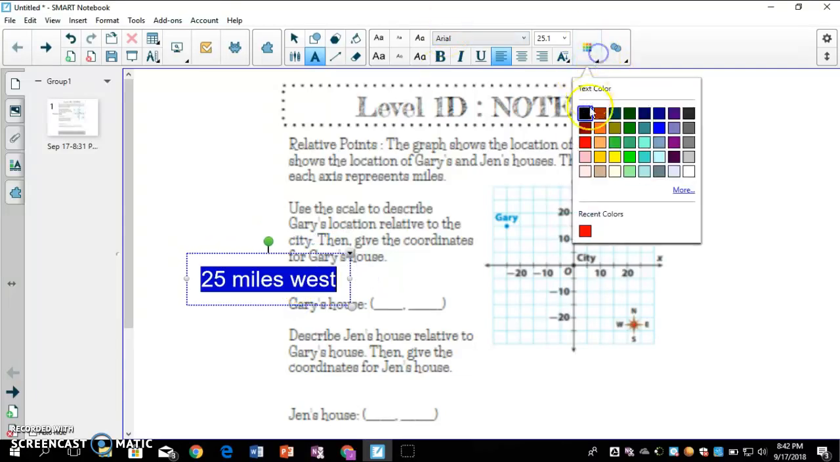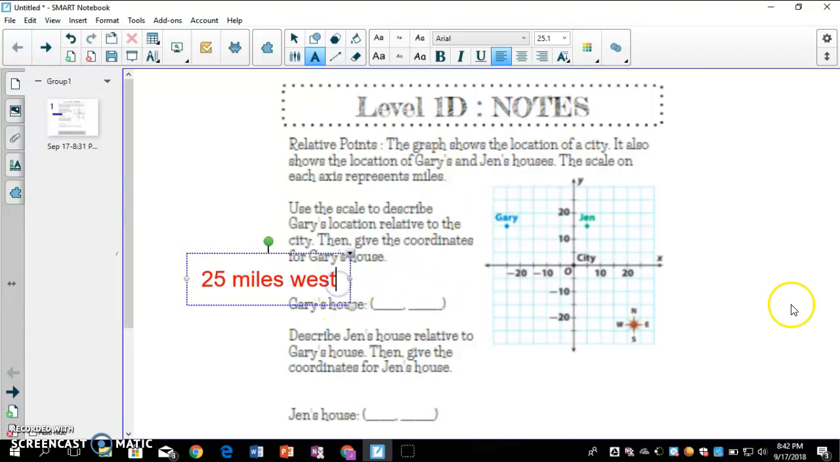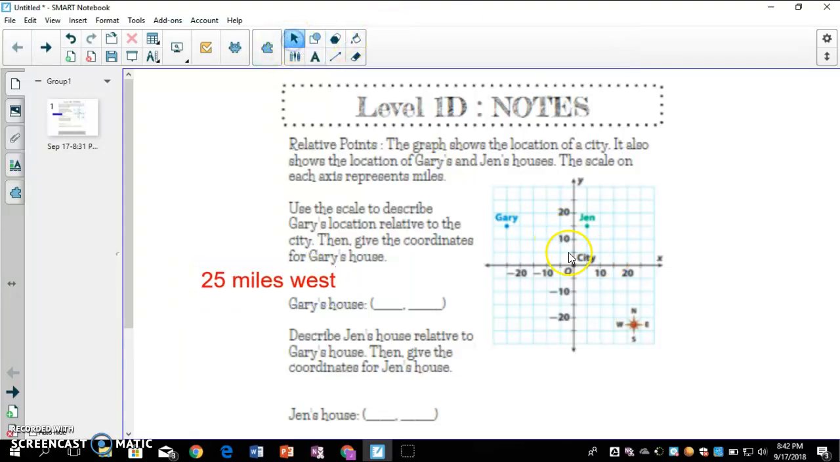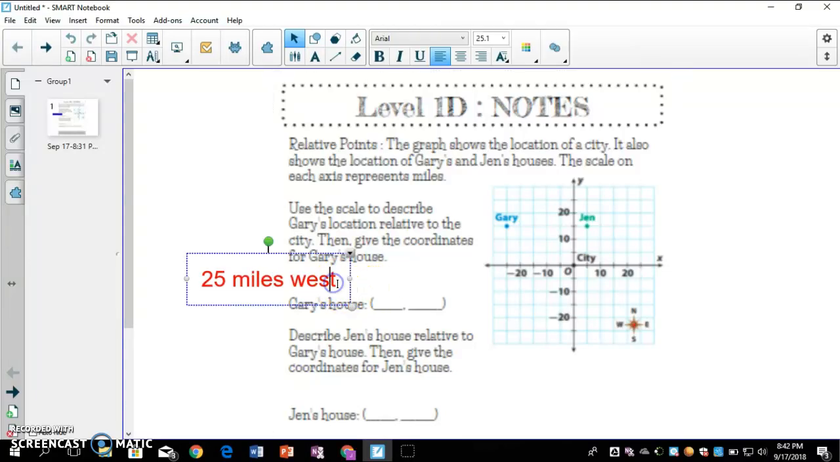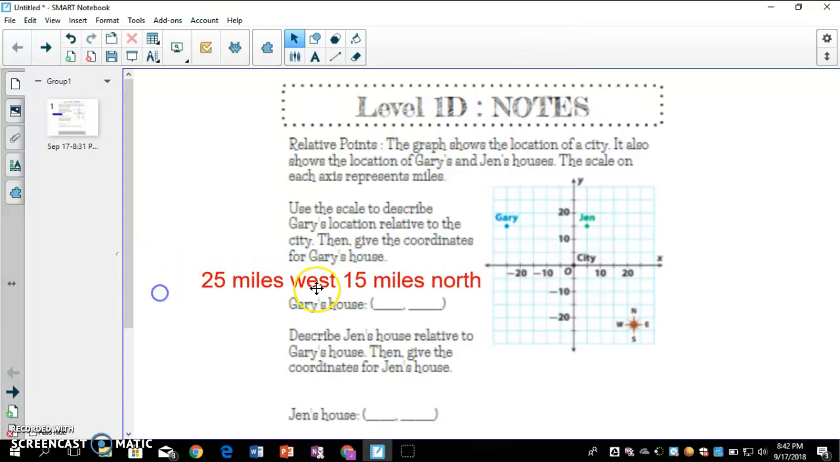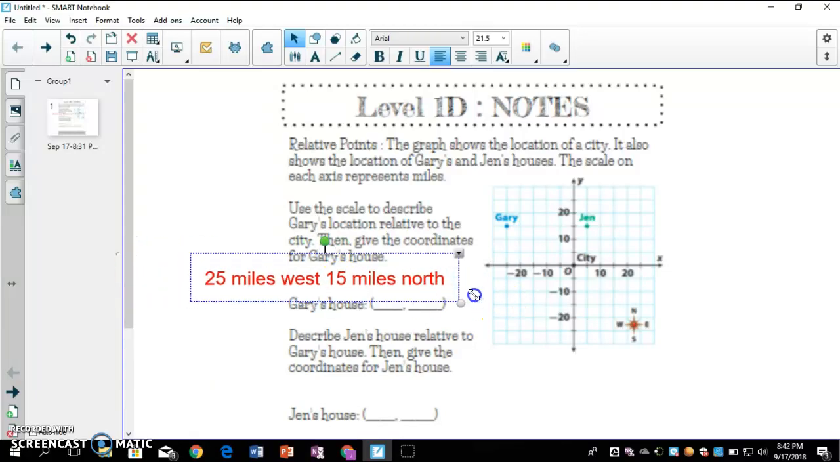You can go ahead and start filling in these notes with me as you see me type. That's not where Gary's house is, so we also need to go north of there. I know north because it's going up, and that's where I see it on the compass. I'm counting by 5s again because that's what my scale tells me: 5, 10, 15 miles north. So that's what I would say: 25 miles west, 15 miles north. Make sure you're writing that in your notes here.